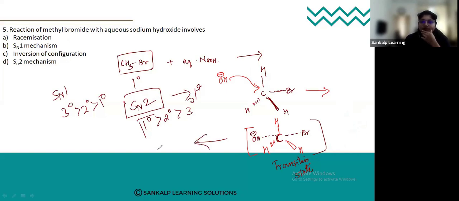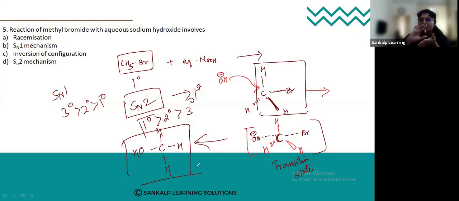So the inverted product: COH, H, H, and H, right? Here you can see the C-Br, like this the compound was. Here it is getting inverted. The product is flipped, right? Because the attack of the nucleophile is taking place from behind. In the SN2 mechanism, the attack of the nucleophile takes place from behind.